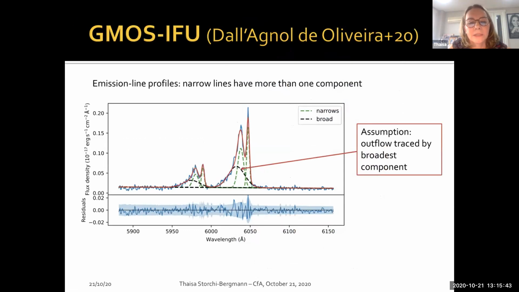So what the spectra of the GMOS IFU show is that in most cases, I think in all cases, we can find a broad component, most of the time in blue shift, in the O3 lines. In this galaxy, for example, we have 2 narrow components, one more or less intermediate, and a broad component. And we are assuming that the outflow is traced by this broad component.